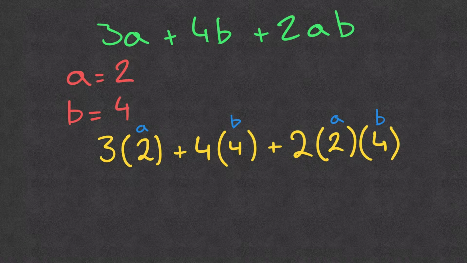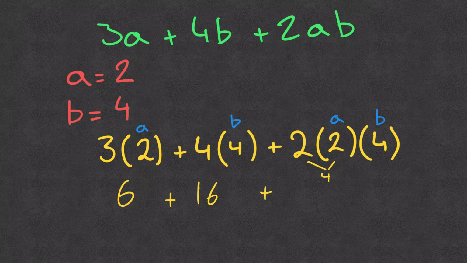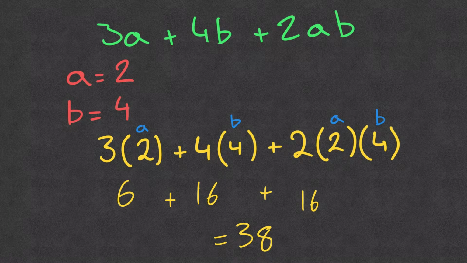Go through, figure it out. 3 times 2 is 6, plus 4 times 4 is 16. And 2 times 2 is 4. So those two equal 4. And then 4 times 4 is equal to 16. So now we have 16 plus 16, that's 32, plus 6, that's 38. So if we evaluate this expression, it is equal to 38.